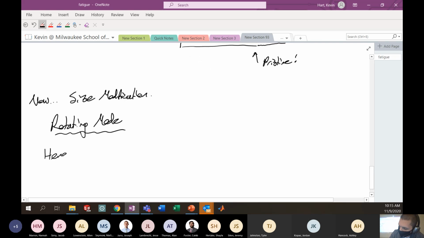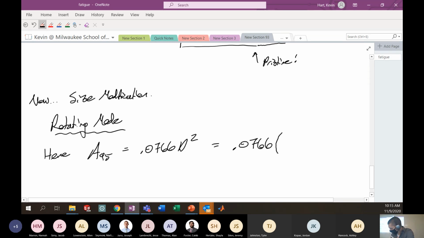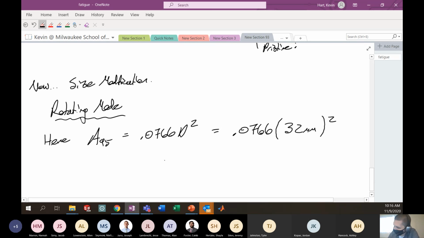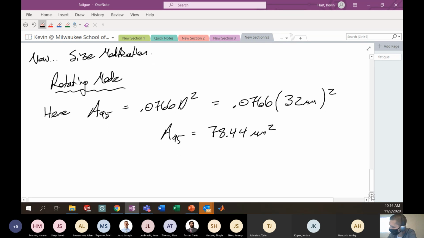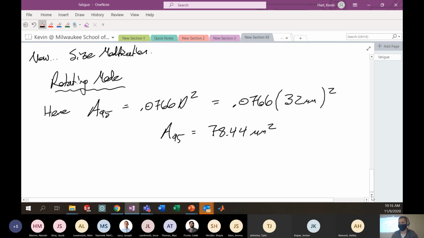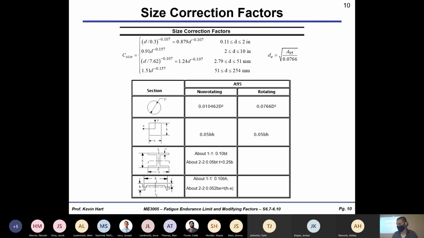So here, this A95 variable is equal to 0.0766 d squared. So here this is 0.0766. I'll work in millimeters. We're told the diameter of the shaft is 32 millimeters. This is 32 millimeters squared. So this A95 variable is the first one that we need to calculate: 78.44 millimeters squared. So now this gets fed into this equation for the effective diameter here.